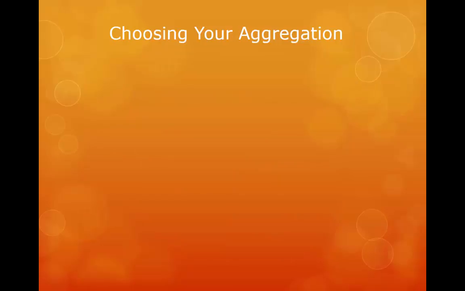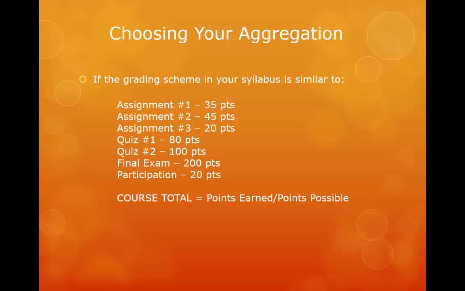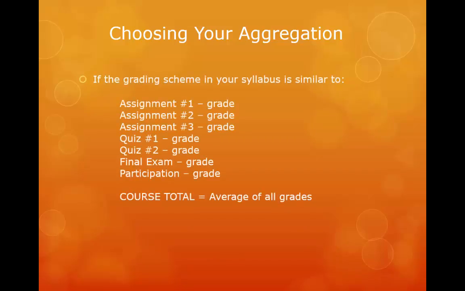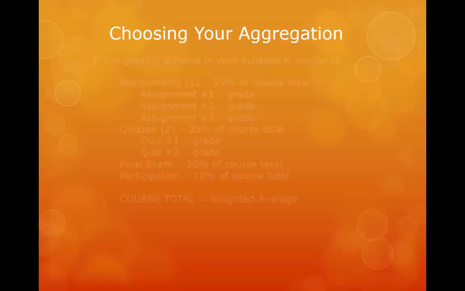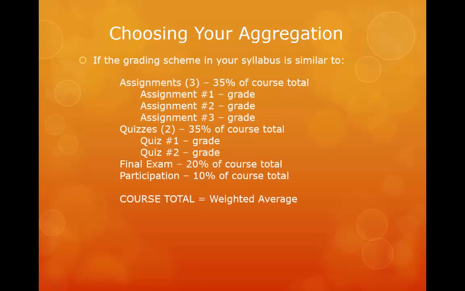So, choosing your aggregation. Start with your syllabus. If the grading scheme in your syllabus is similar to this, then you want to choose simple weighted mean of grades or natural aggregation. If the grading scheme in your syllabus is similar to this, then you want to choose mean of grades. And finally, if the grading scheme in your syllabus is similar to this, then you want to make sure that your gradebook aggregation is weighted mean of grades.